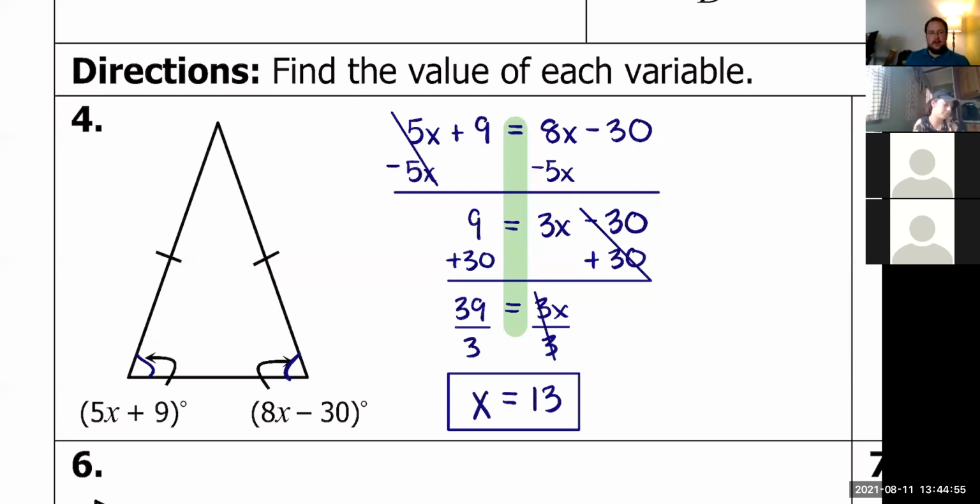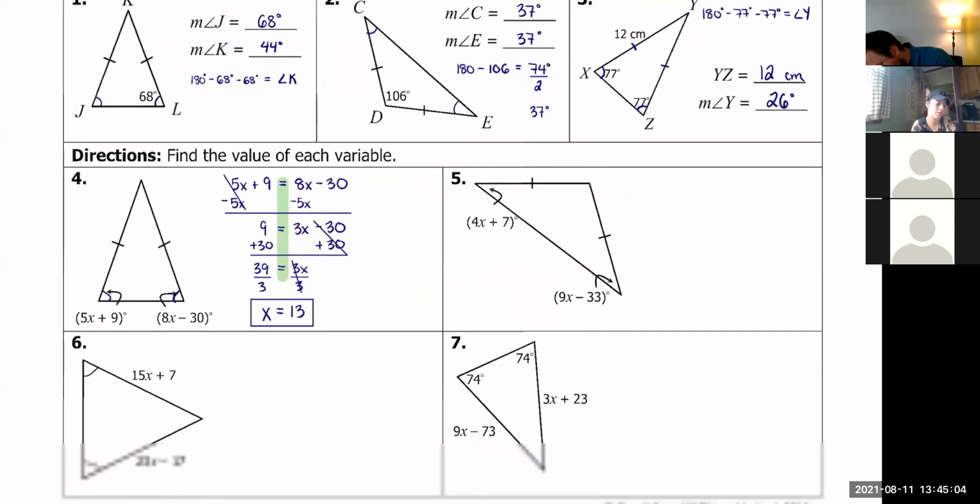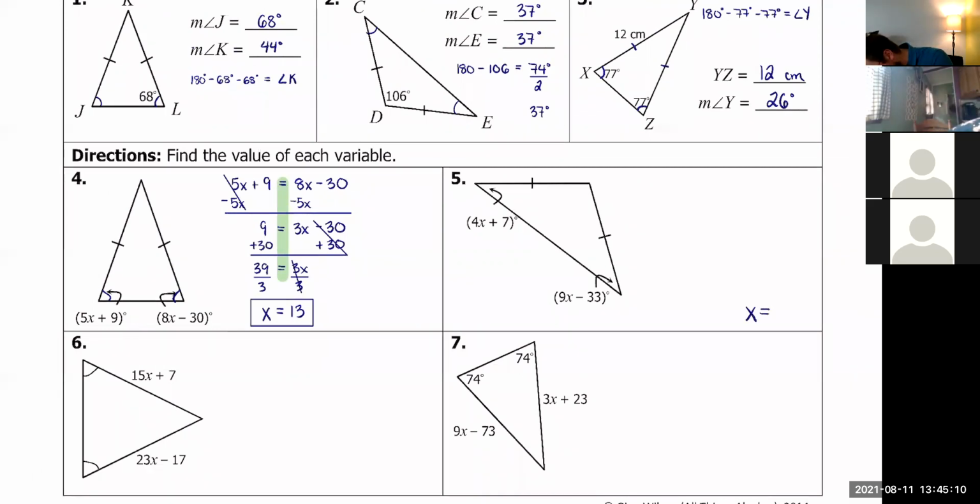Okay. So knowing that we have two congruent sides tells me that the two opposite angles must therefore be congruent to each other as well. That is the same relationship you will use in number 5. Number 5, if you solve that one, you should get that x equals 8.